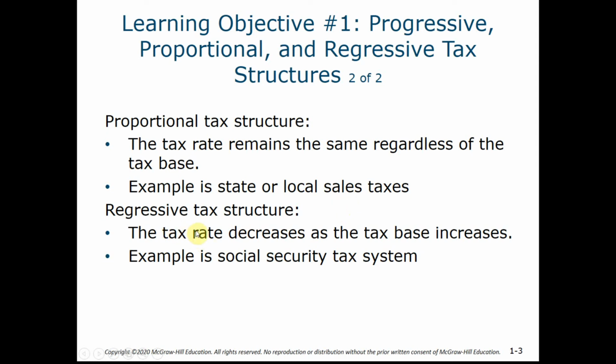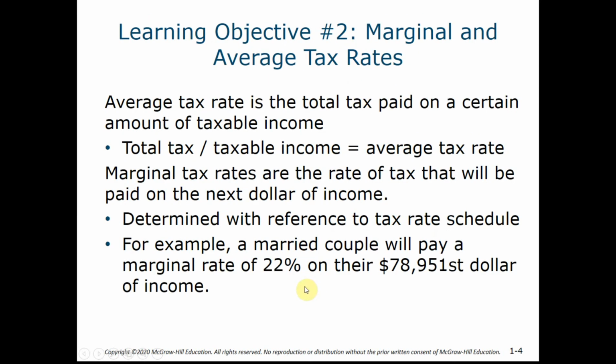And then there's the regressive tax system, which is the opposite of a progressive tax system. Here, the tax rate decreases the more a person makes, whereas the tax base increases. An example of this is our Social Security system, where once a taxpayer reaches a certain level, they stop paying taxes into the Social Security system.